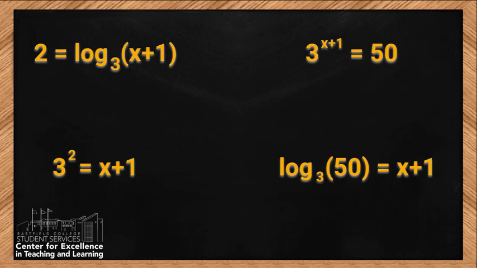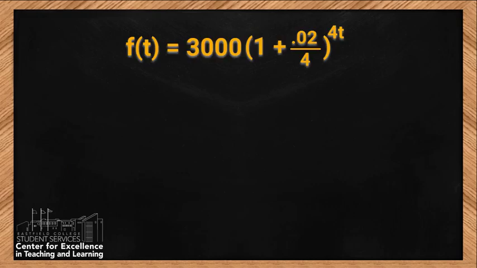And so being able to go back and forth from the exponential equation to the log equation and from the log equation to the exponential equation is pretty important. Let's go back to our practical example of money for a second. Let's say we have this equation, we're using t. So f of t equals 3,000 times 1 plus 0.02 over 4 raised to the 4t.